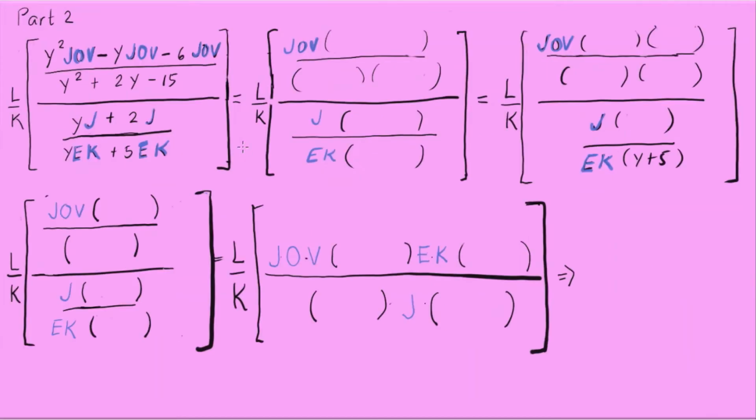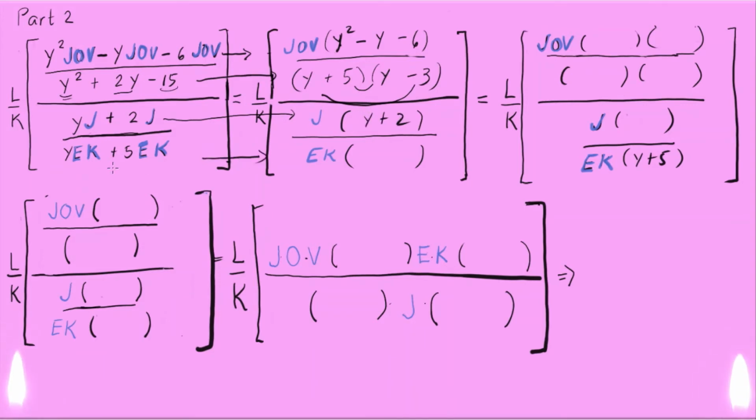Let's see Part 2. In this expression, there's a GCF, JOV, so we factor it out, and we have y squared minus y minus 6 for the second factor. Now, in this quadratic trinomial, let's go ahead and factor y squared into y times y, and negative 15 into positive 5 times negative 3. Let's check. Positive 5y and negative 3y give us the positive 2y in the middle term. Now, this expression here has a common factor j, and the second factor now will have y plus 2. Same with this, there's a common factor ek, so the second factor will have y plus 5.